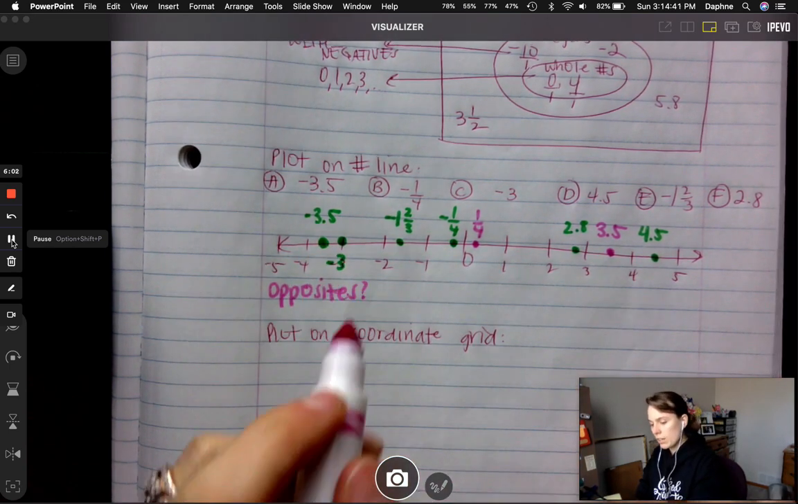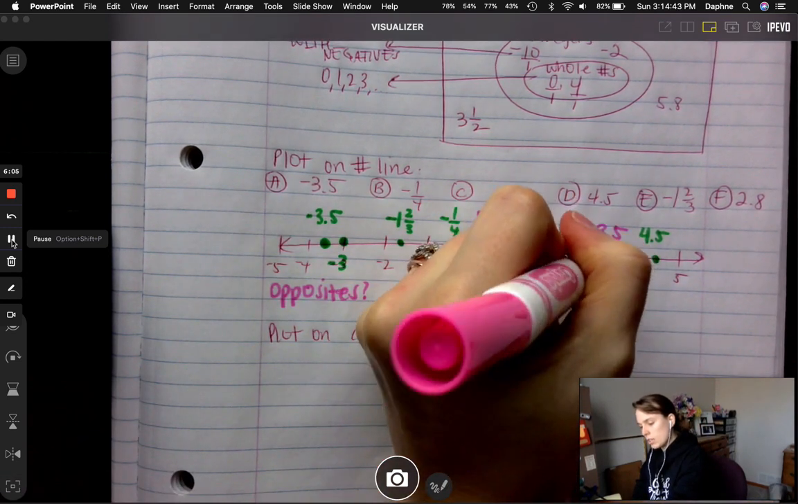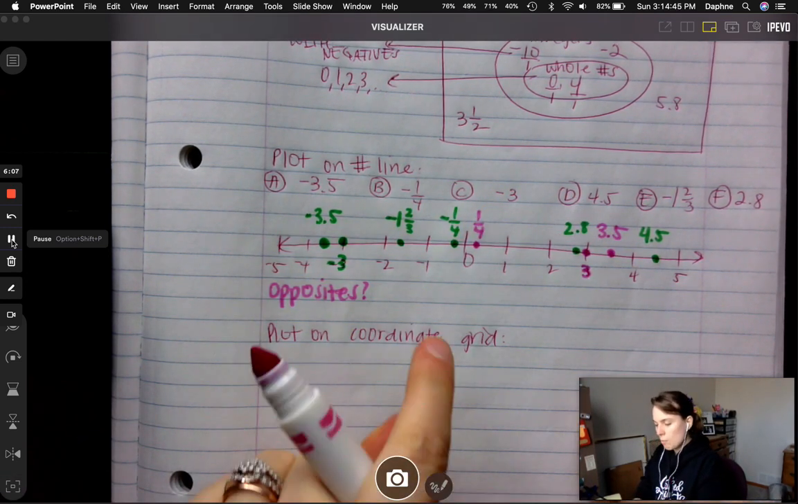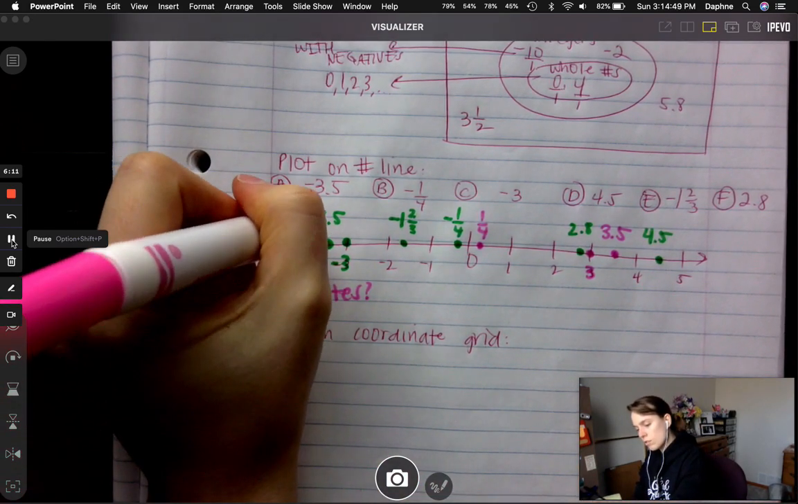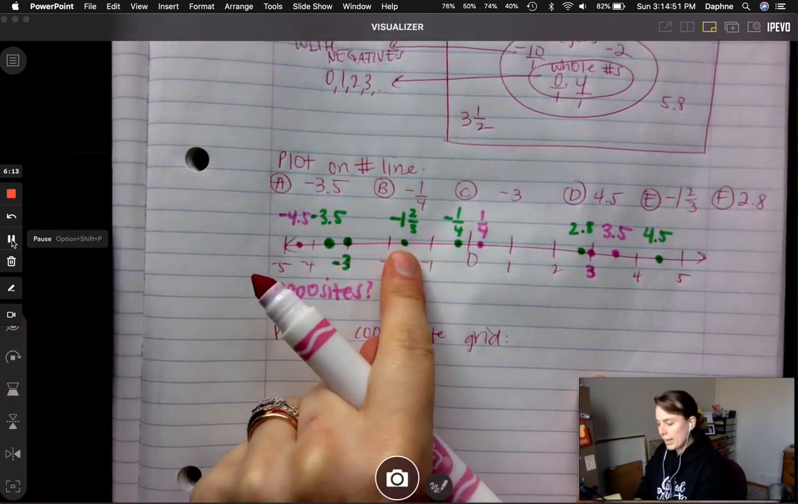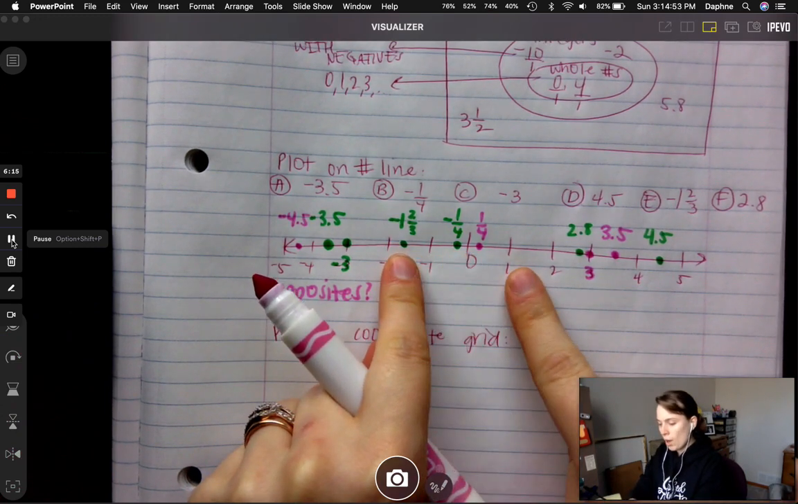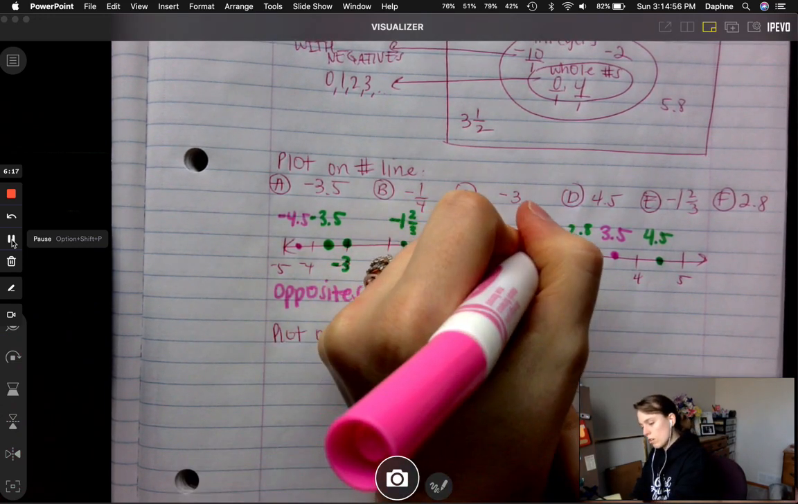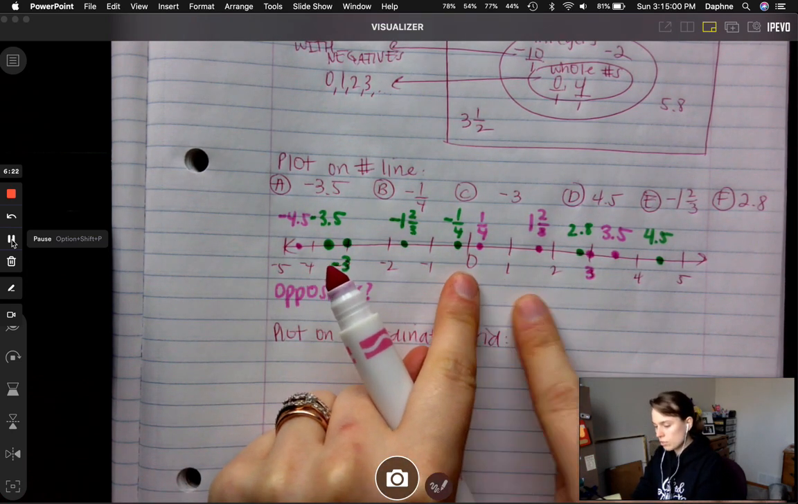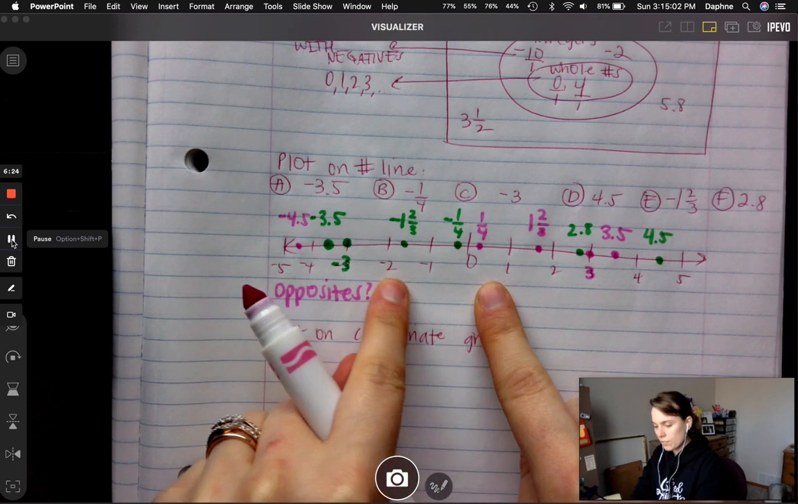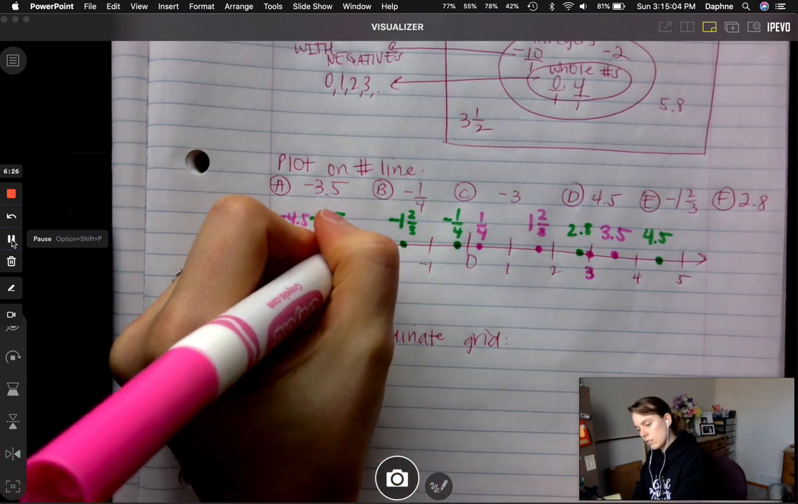All right, negative 3, the opposite is positive 3. Positive 4.5 is negative 4.5. Negative 1 2/3, positive 1 2/3 more. Positive 2 8/10, negative 2 8/10.